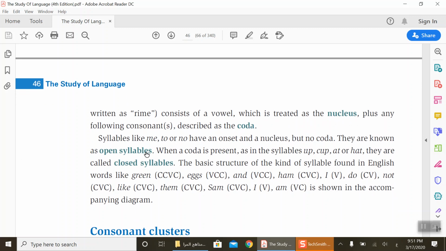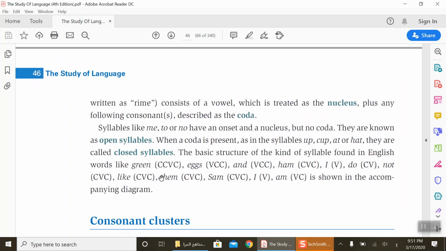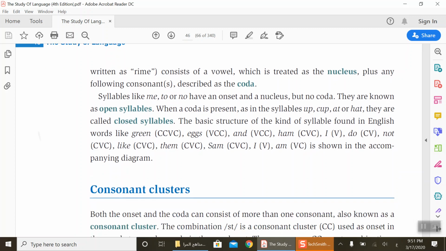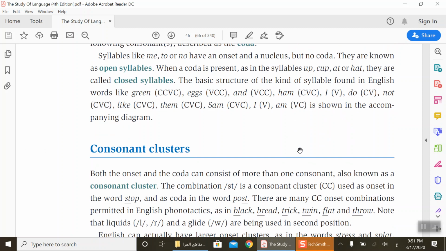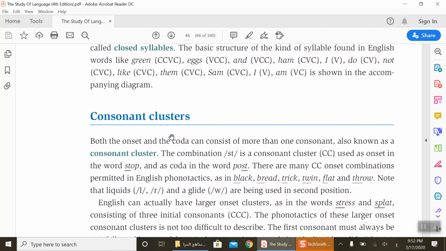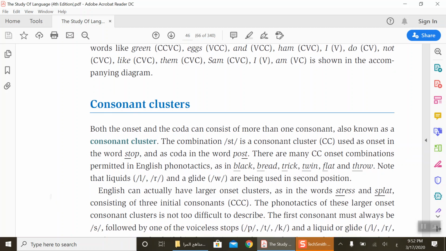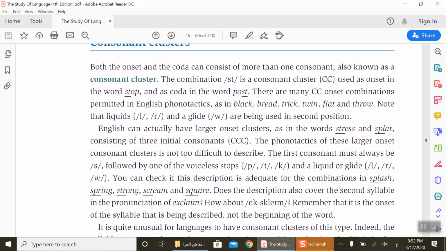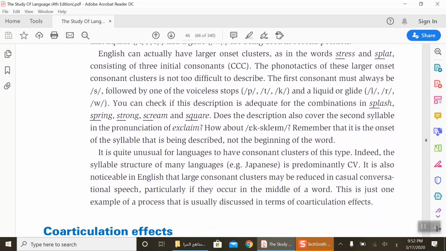What are open syllables and closed syllables? What is CVC, consonant, vowel, consonant? You can see here in green VCC, CVC, VC, and consonant clusters. When we say consonant cluster, it means one consonant plus another consonant. Also, you are familiar with these sounds. You can read it.